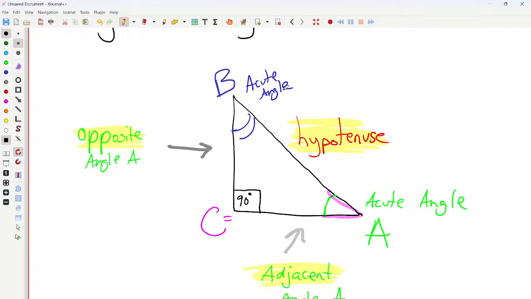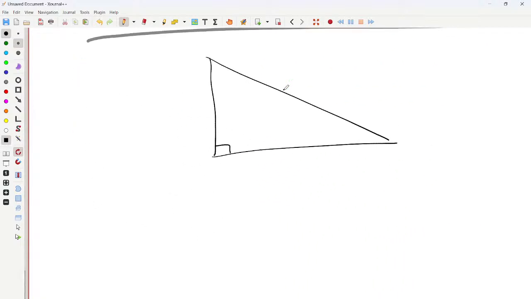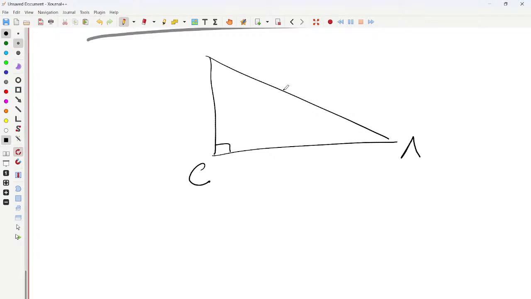Typically, capital letters are angles, and we use lowercase letters for sides. I'll write that in a minute. Since this is capital C, we call the side opposite lowercase c. Since this is capital A, we call this side lowercase a. And since this is capital B, we would call this lowercase b.